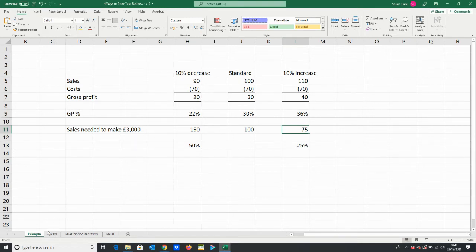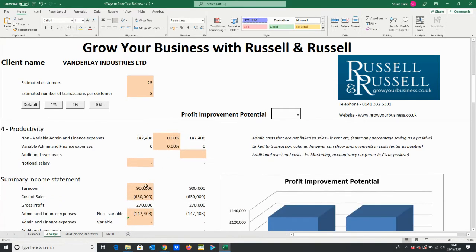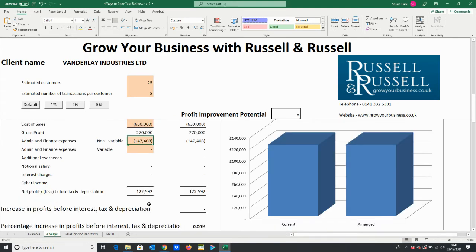So once we get that basis for the gross profit, we can then look at the 4 ways. Now again, each of these numbers are things that you should know. How many customers have you got, and how many transactions do you have with them each year? In this case, I've just plugged in 25 and 8, which gives us 200 transactions a year, and I've got the average sales price and variable costs from the break even earlier with that 30% margin. I've also put in last year's figures, the £900,000 sales, and I've got the admin cost of 147,000. So pre-depreciation, pre-tax, and pre-dividend profit of 122,000.